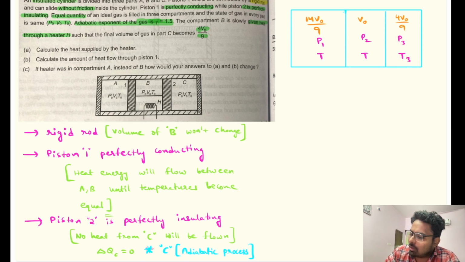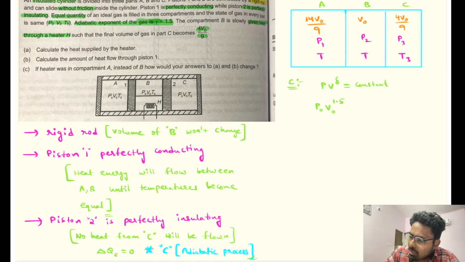Why? Because let's say this is compartment A, compartment B, compartment C. So let me go to compartment C. In compartment C, already I told you it will follow an adiabatic process. So that means I can use PV to the power gamma equal to constant. So the original pressure is P, the original volume is V0, to the power gamma. Gamma is what? 1.5.